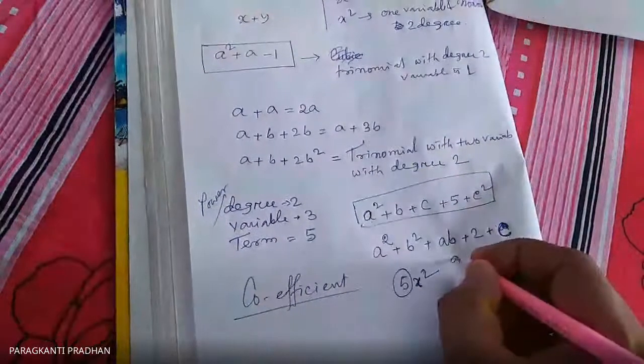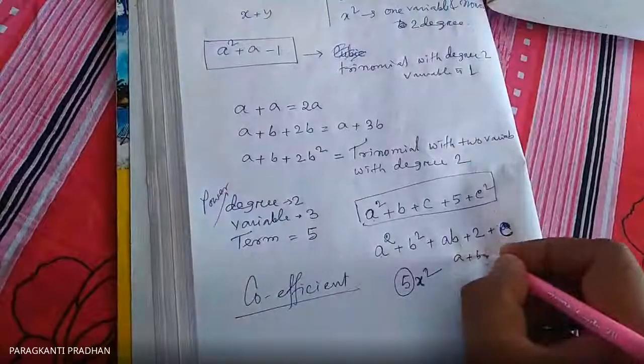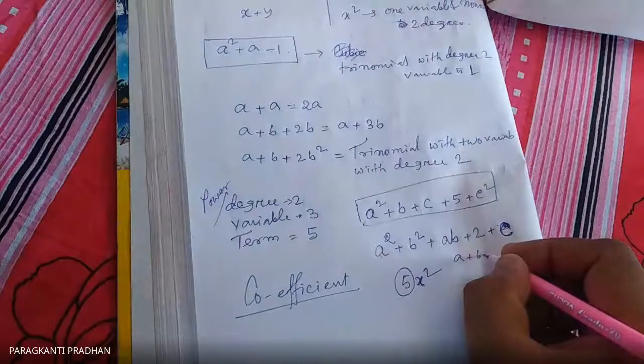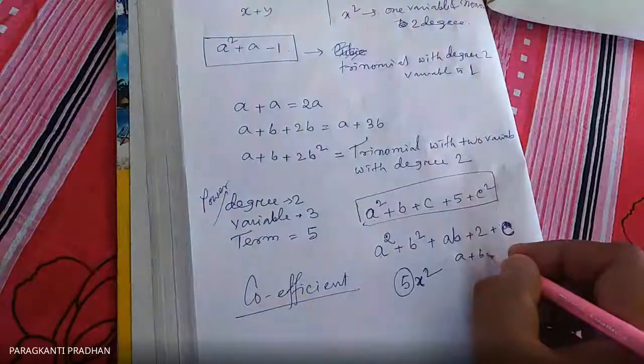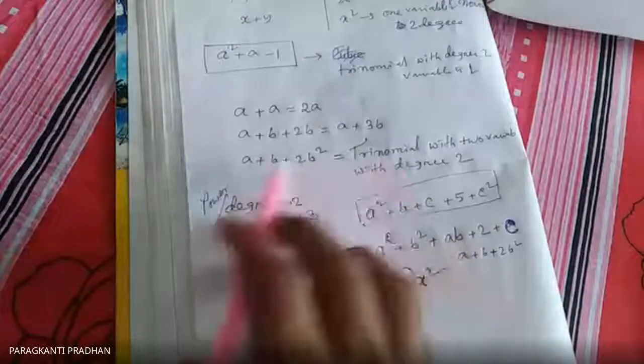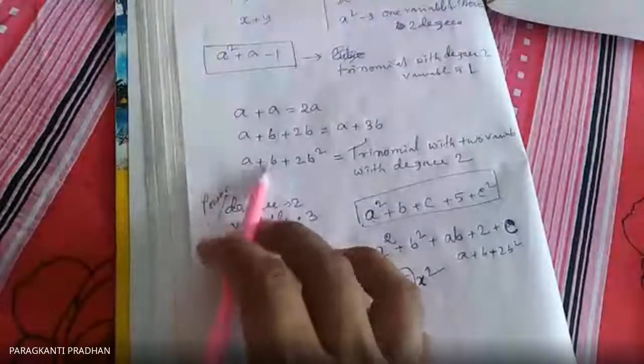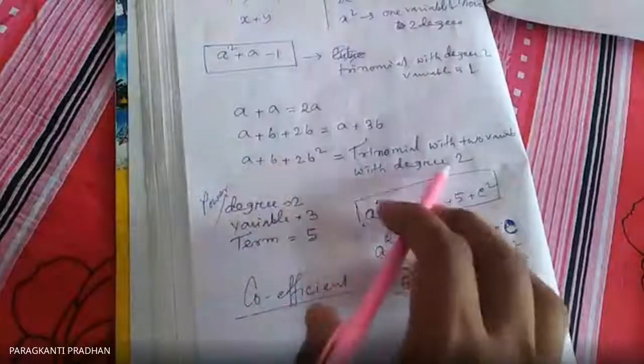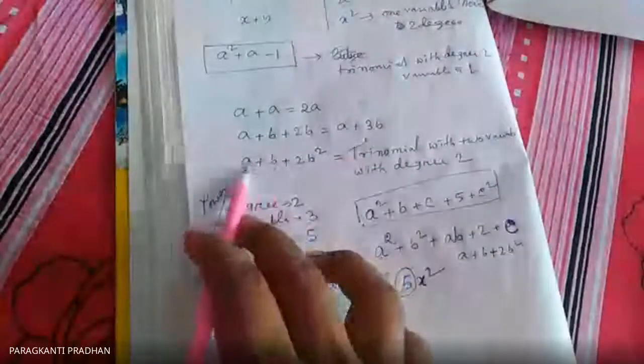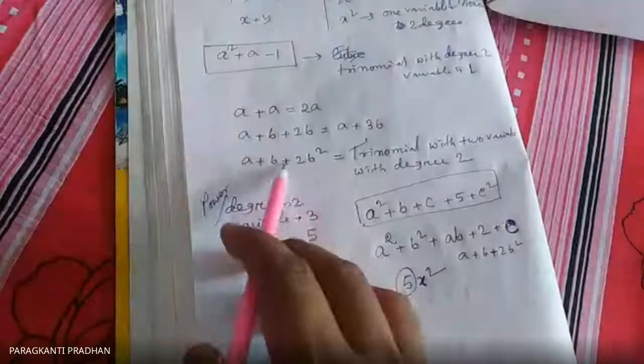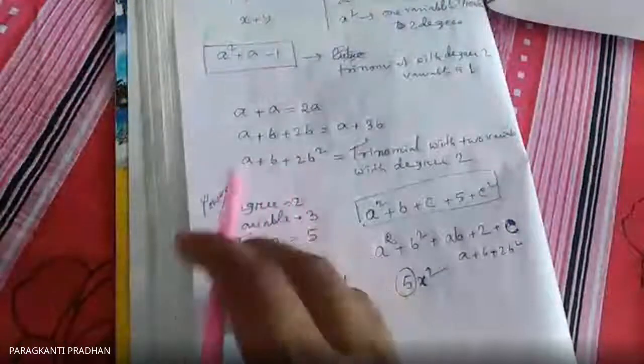Achha, you have written a plus b plus 2b square. Yes, this is a trinomial, with 2 variables. Here trinomial: 1, 2, 3. This is one term, this is one term, and this is one term. 3 terms. Maximum degree is 2. How many variables? A and b. 2 variables are there. b and b square are different terms but the same variable.